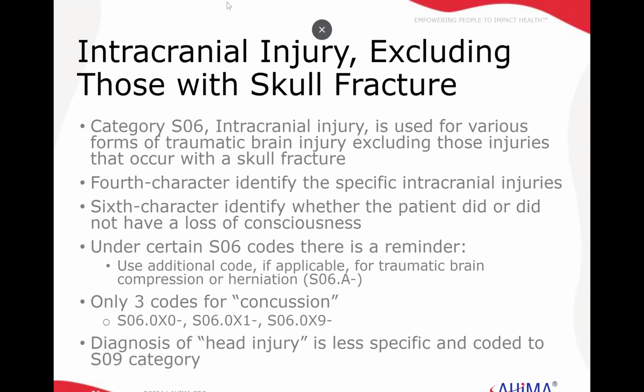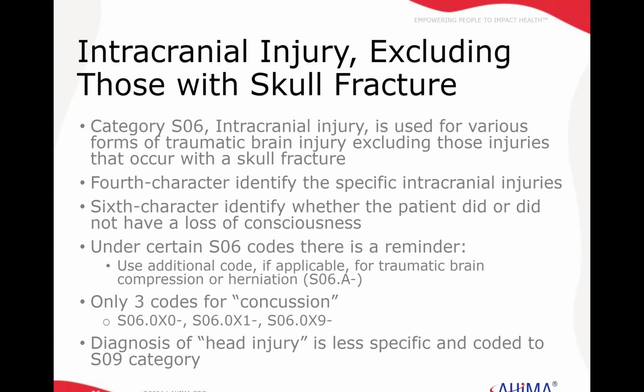Now we get into something that we kind of touched on in an earlier chapter, intracranial injury, excluding those with the skull fracture. Category S06, intracranial injury, is used for various forms of traumatic brain injury that don't include those that happen with the skull fracture. The fourth character identifies a specific intracranial injury. The sixth character identifies whether the patient did or did not have a loss of consciousness. And with certain S06 codes, there's a reminder: use additional code if applicable for traumatic brain compression or herniation.